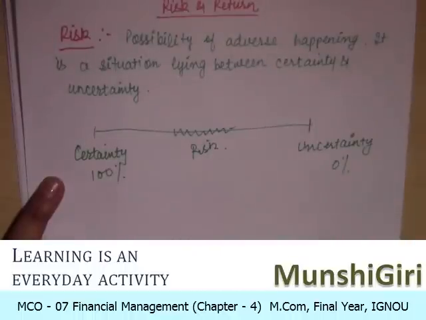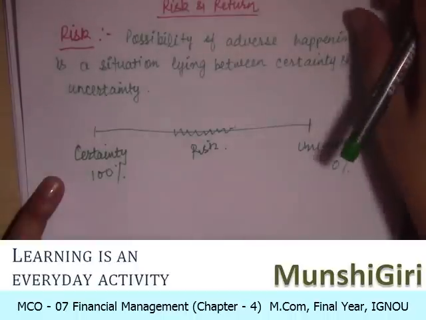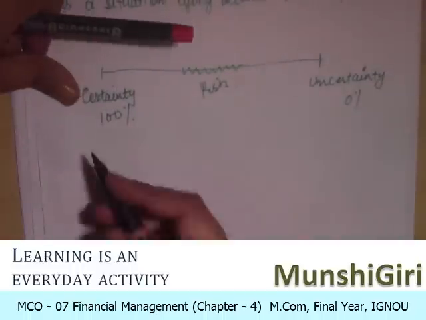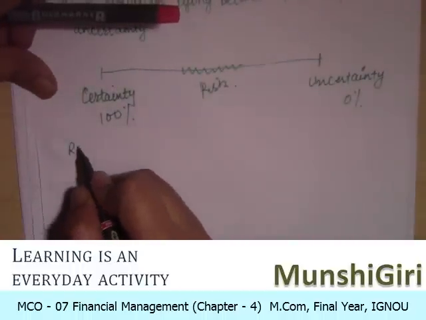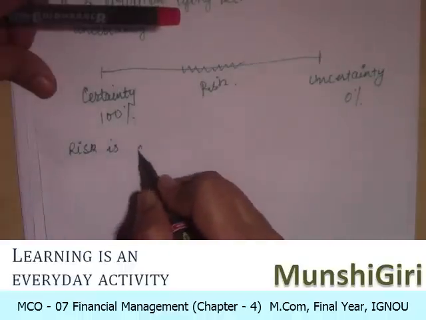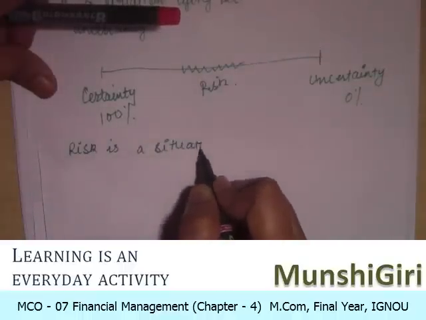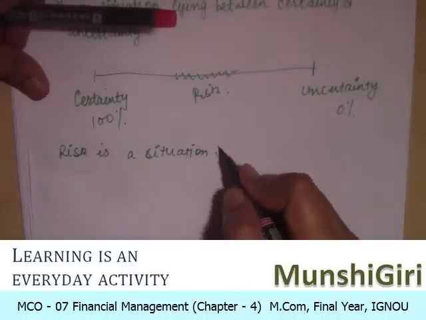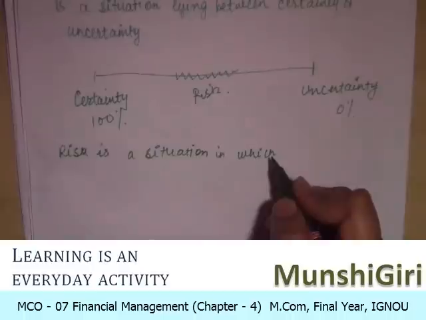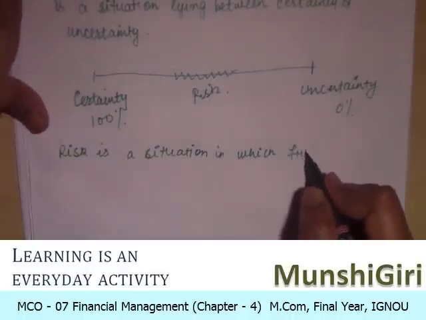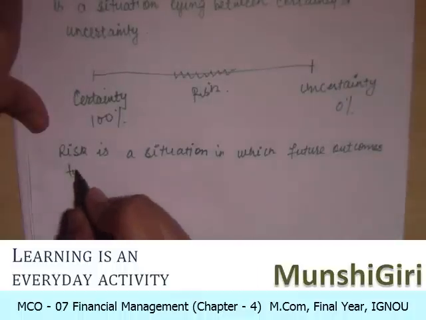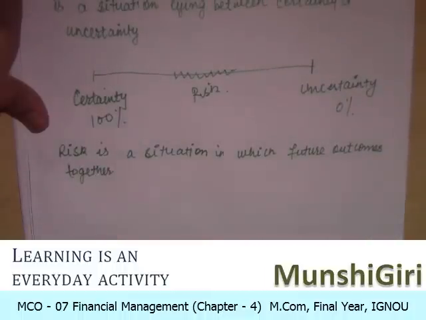Risk is a situation in which future outcomes together with their associated probabilities are known.